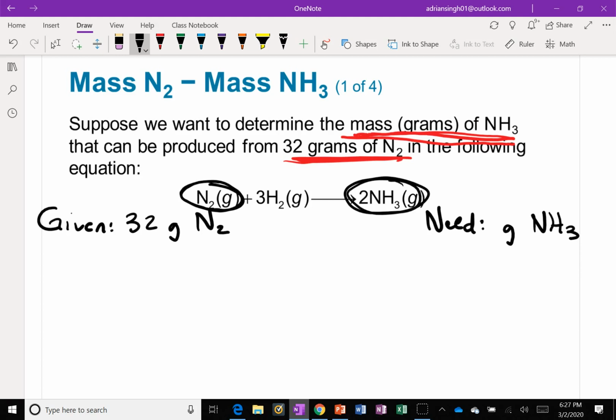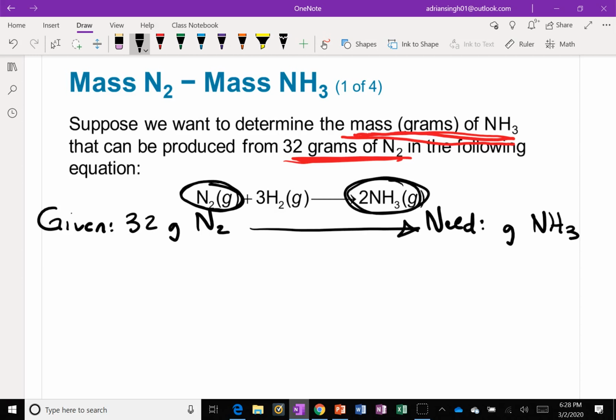Do you think we can go from grams of one thing to grams of the other in one step? If the answer to that is yes, what can we use to do that in one step? A couple of people said yes. What relationship does the balanced equation give us? We're relating the nitrogen to the ammonia.